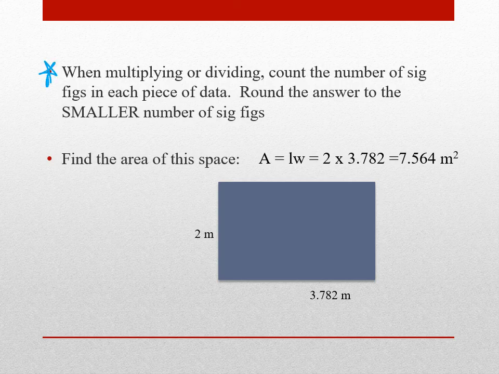When we are multiplying and dividing data, we're going to count how many sig figs are in each piece of data. Then we're going to round our final answer to the smaller number of sig figs. For example, let's say that a student and I were going to measure a garden plot. And I'm super lazy and I'm like, I don't know, I think it's like 2 meters.